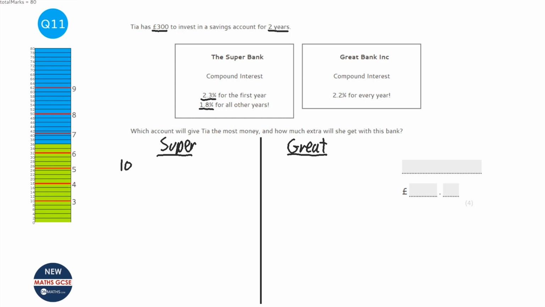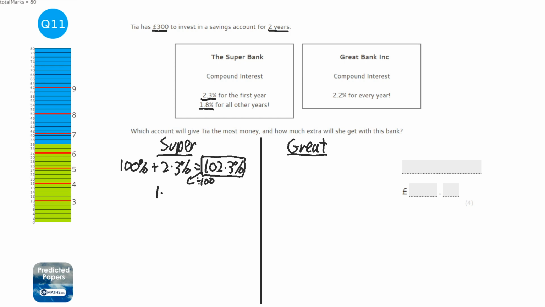So we start off with 100% always, and compound interest means we're gaining money, so we're going to go up by 2.3%, so that means we'll have 102.3%. So as a multiplier, what we do is we just divide that percentage by 100 to get it as a decimal, what we call a multiplier, 1.023. So if I times 300 by that, that will tell me what we have after year 1.